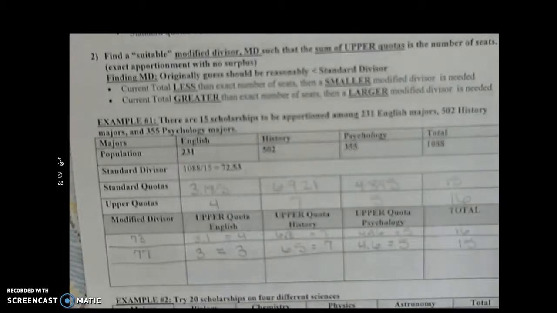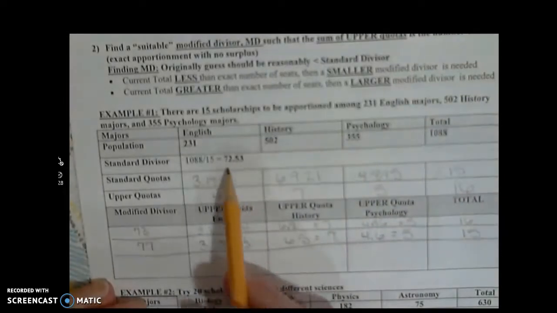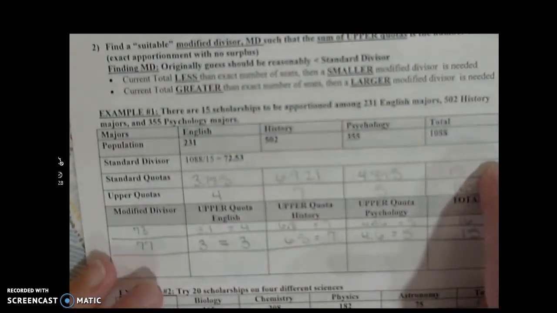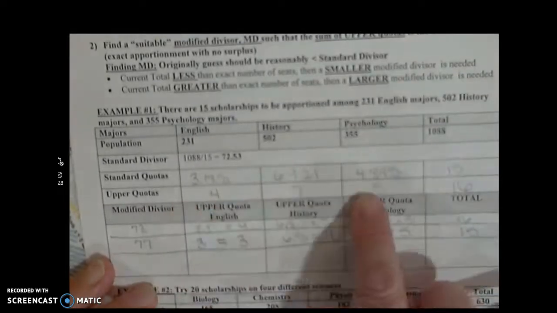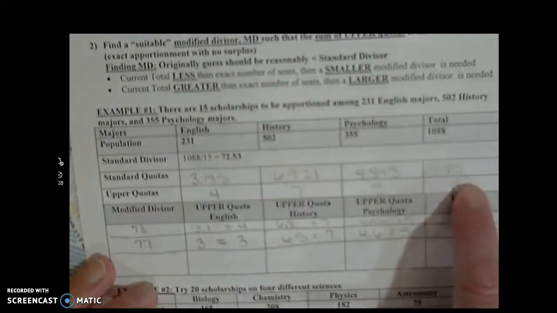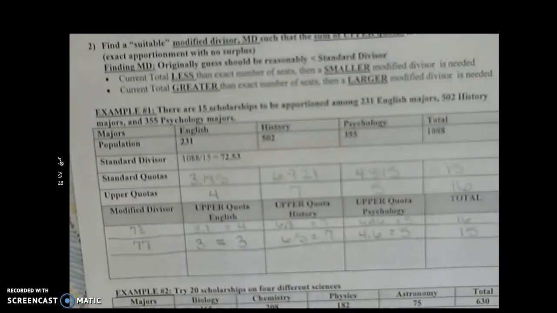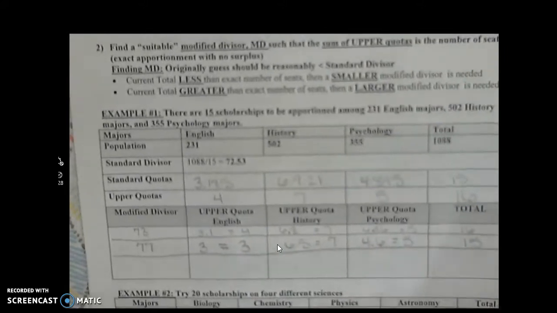Okay? And that's the process. So it really is the same thing. But if you remember with Jefferson, we tended to lower this to make these numbers go up. With Adams, since we use the upper quota, most of the time we're going to be too high and we need to get a smaller quota, so I need to make this number go up instead of down. Okay? All right. Questions there? All right. So kind of the same thing as before.